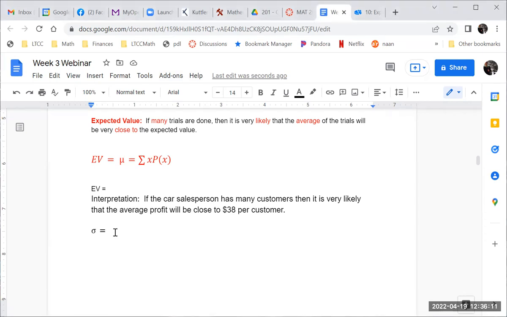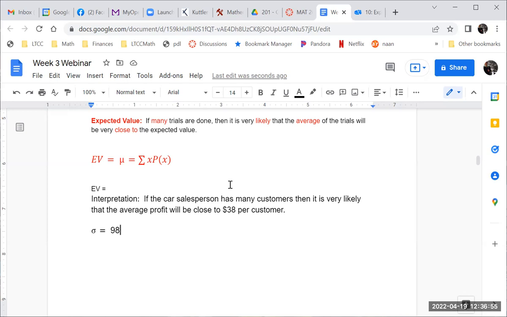So if you look at the standard deviation, that was 98. If you remember, notice that's a lot of money. Given that you're only making on average, with many customers, close to $38 per customer, it fluctuates a lot. Does that make sense? So in particular, that means that there's going to be some days where actually you're paying to work. But there's going to be other days where you make a lot of money. Do you see how that works?